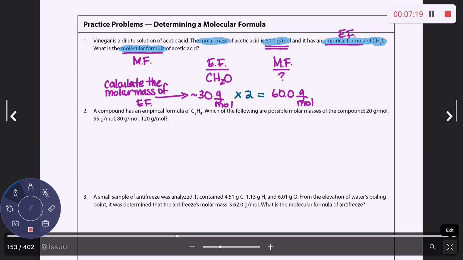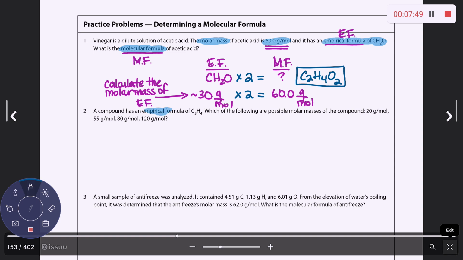Yeah, 2. So that means you're going to multiply this by 2 to get your molecular formula. Okay? So this would become C2H4O2. That would be your answer. That's the short problem that pertains to calculating molecular formula. Okay? Let's take a look at number 2, and then number 3 is the long one.